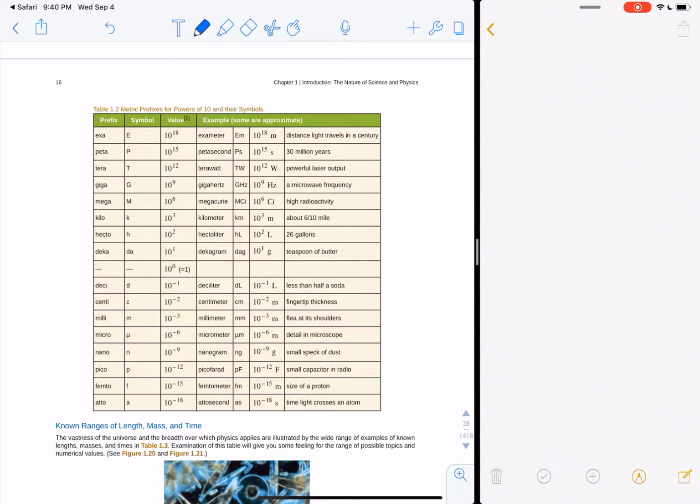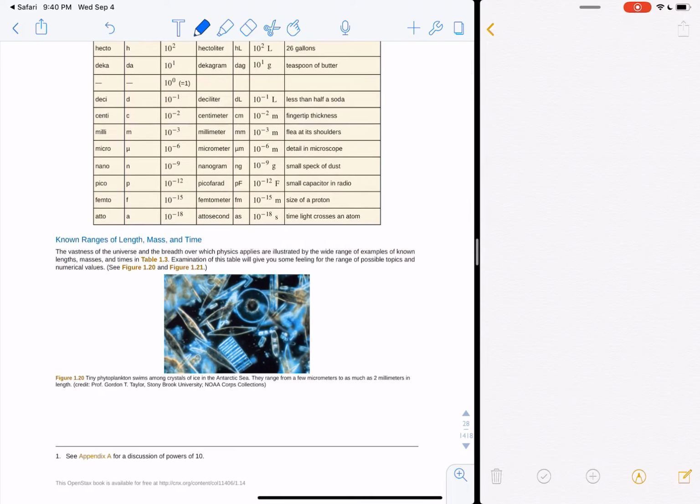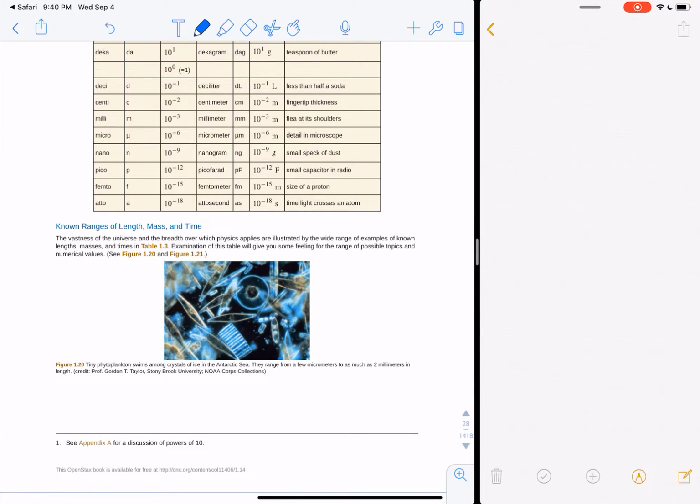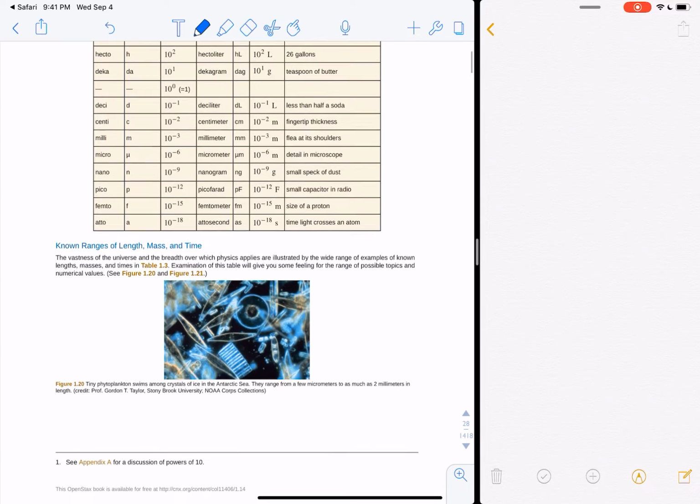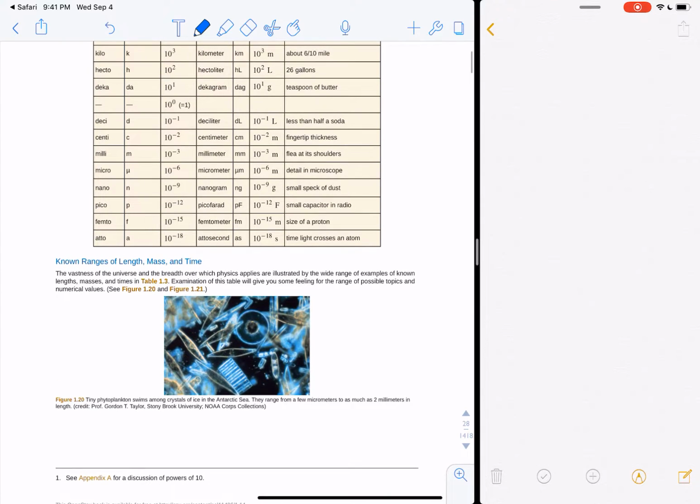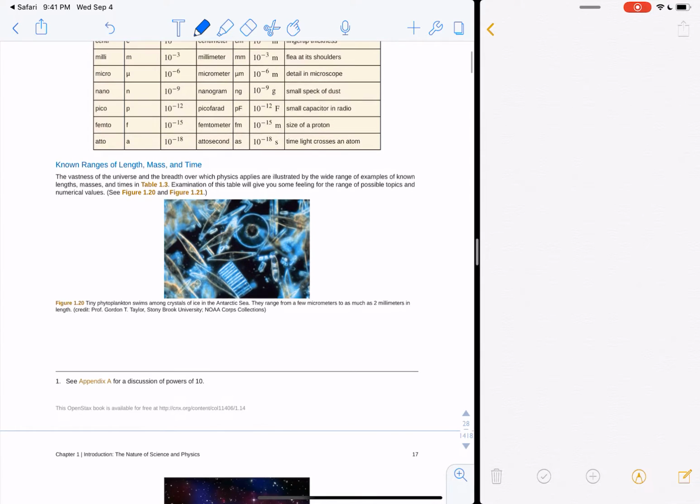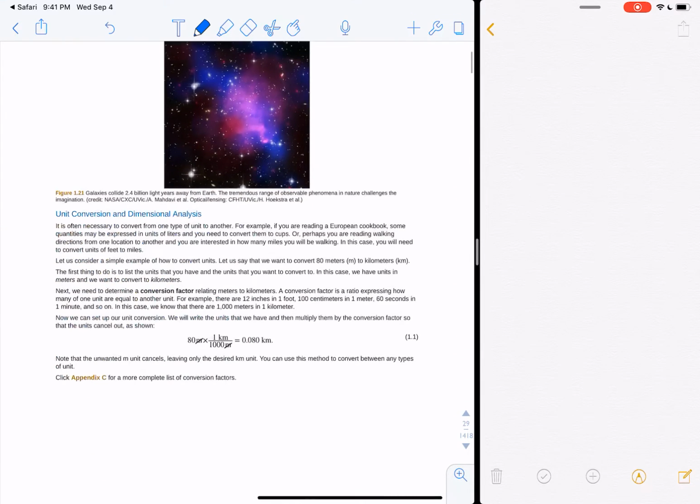Exa, peta, tera, giga, mega, kilo, hecto, deca, deci, centi, milli, micro, nano, pico, femto, atto. These prefixes just hide the numbers. Okay, they're just short for that. So 10 milligrams of something would be 10 times 10 to the minus 3 grams. So that would be a flea. Okay, the mass of a flea. Let's see. Oh, actually, that is the thickness of a flea. All right. There's some cool stuff here.